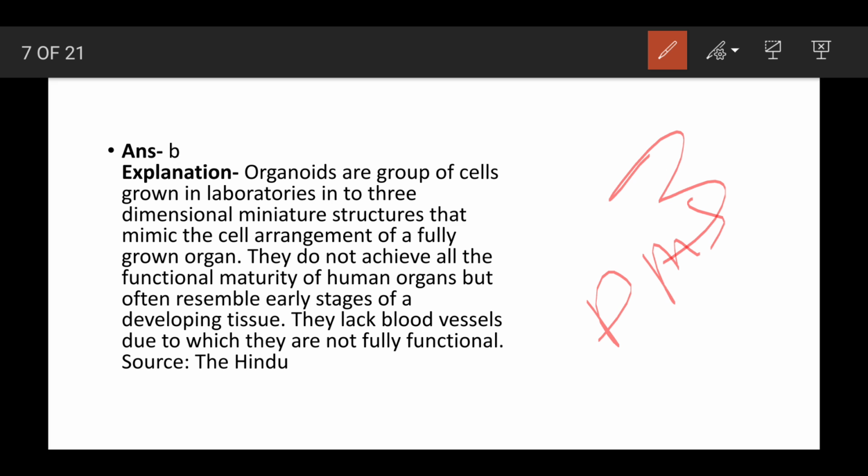So the correct explanation of what an organoid is: it is a group of cells grown in a laboratory into a three-dimensional miniature structure that mimics the cell arrangement of a fully grown organ. The problem with organoids is that they do not achieve all the functional maturity of human organs. But the benefit is that they resemble early stages of developing tissue. Another problem is that they are not fully functional because of the lack of blood vessels.